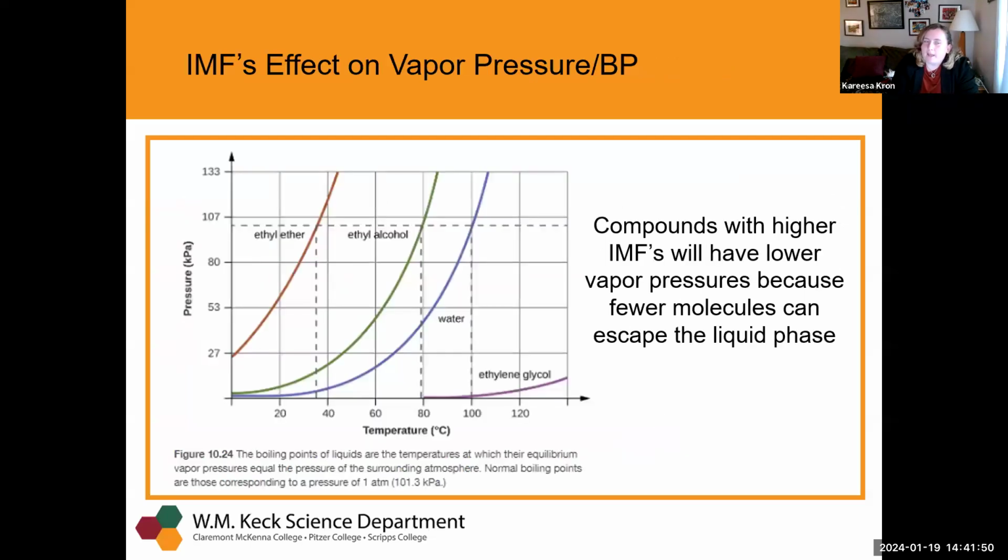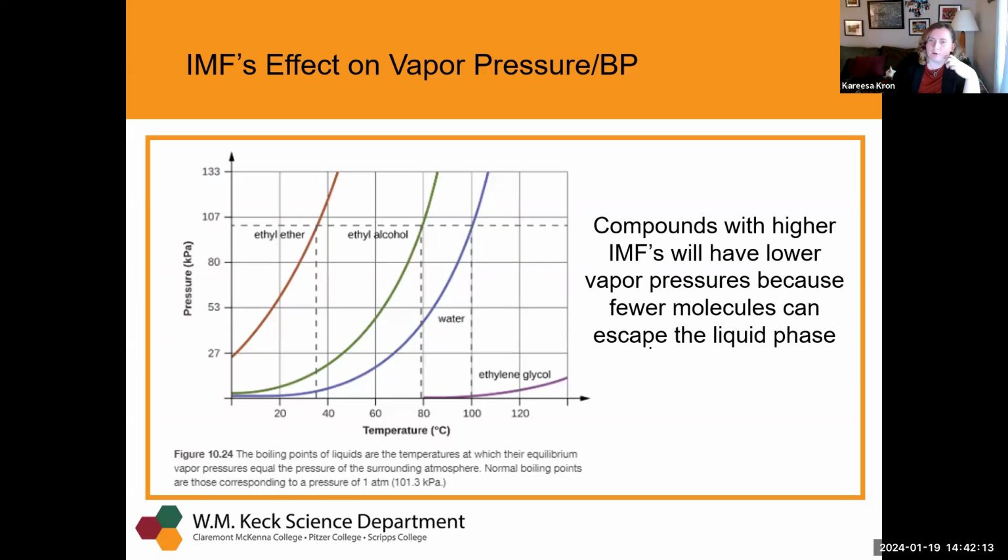And then if we look at intermolecular forces' effect on vapor pressure, or effectively how the structure of a particular compound affects vapor pressure or boiling point, compounds with higher intermolecular forces or higher attraction will have lower vapor pressures because fewer molecules can escape the liquid phase.